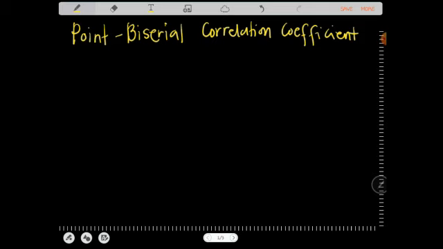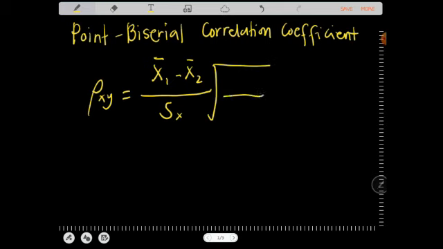Given two variable sets in which X is the continuous variable and Y is the dichotomous variable, the formula for the point biserial correlation coefficient is rho XY equals the fraction: the numerator is X bar sub 1 minus X bar sub 2, over S sub X, which is the standard deviation of all X values, times the square root of N sub 1 times N sub 2 over N times quantity N minus 1. So this is our point biserial correlation coefficient.